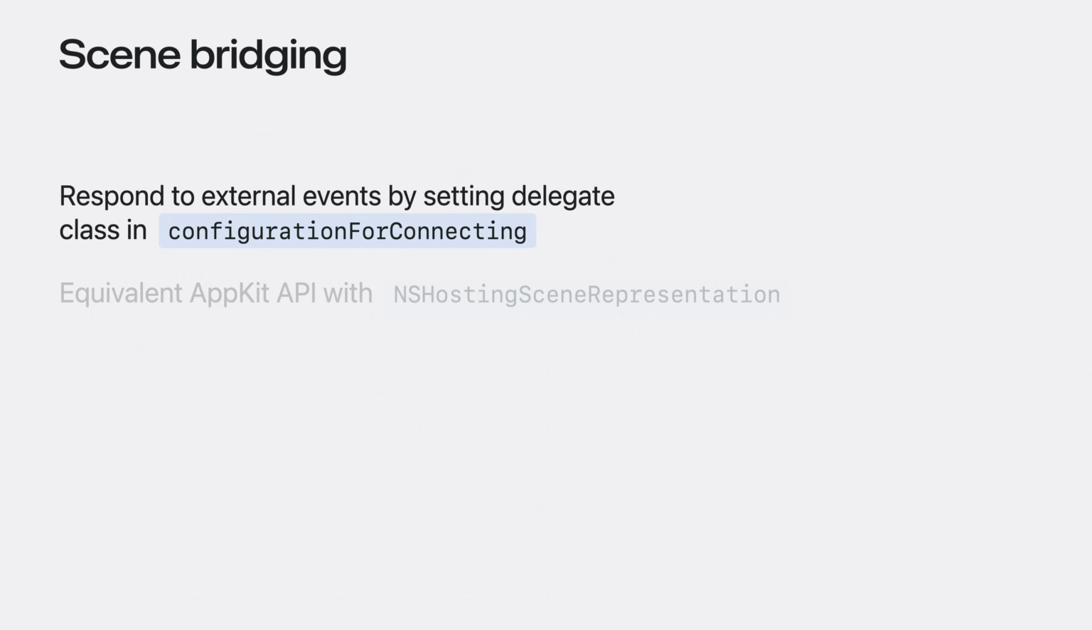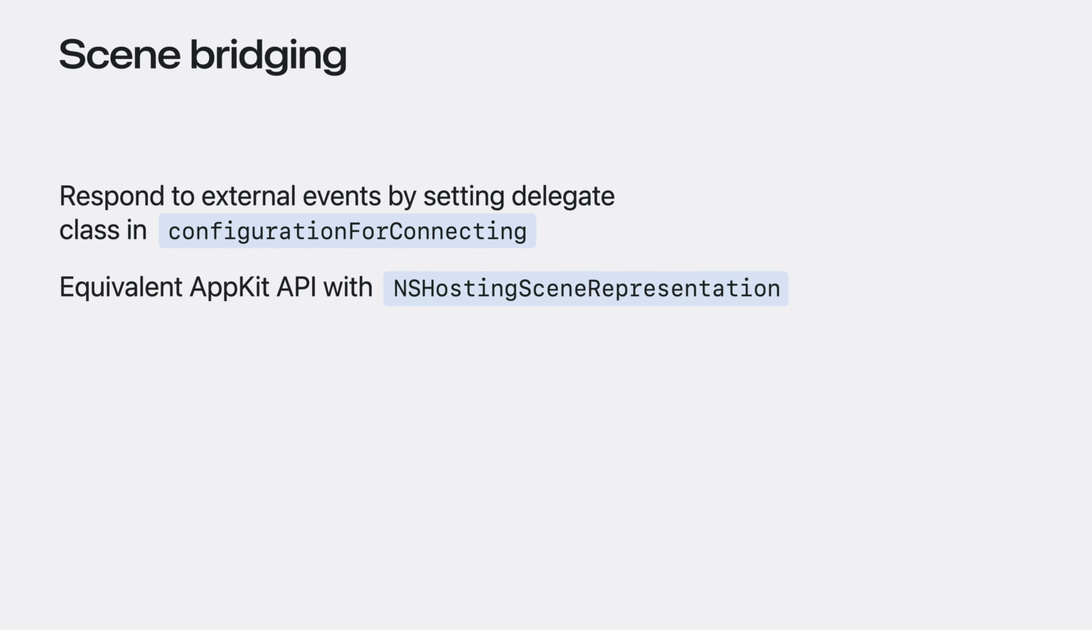You can also respond to external events by setting your hosting delegate class in configuration for connecting. This API also comes with a matching AppKit API to bridge SwiftUI scenes into your existing macOS AppKit apps. My app is now taking full advantage of the new capabilities of visionOS 26, like locking in place, snapping to surfaces, and opening remotely from a Mac. I'm excited to show it off to my friends.